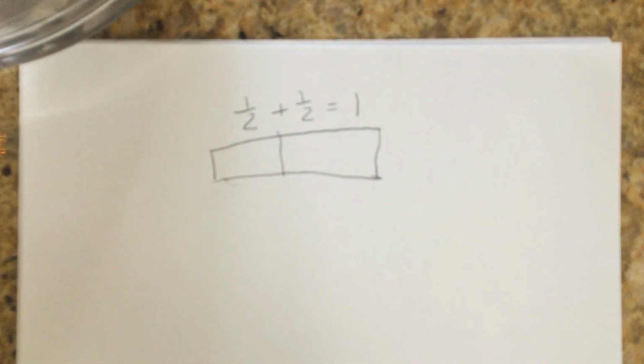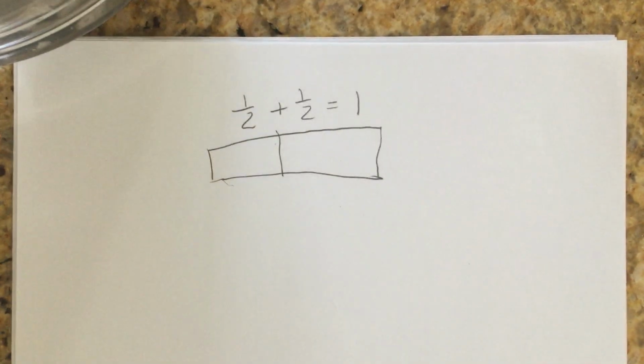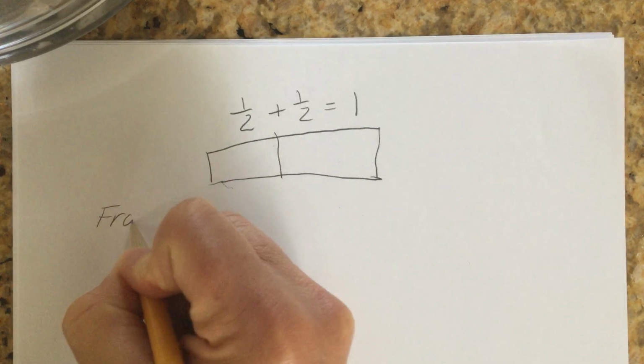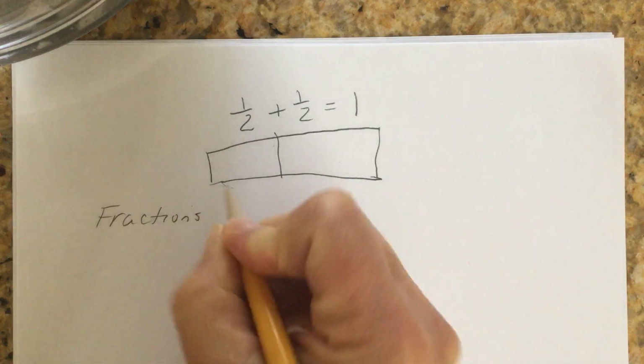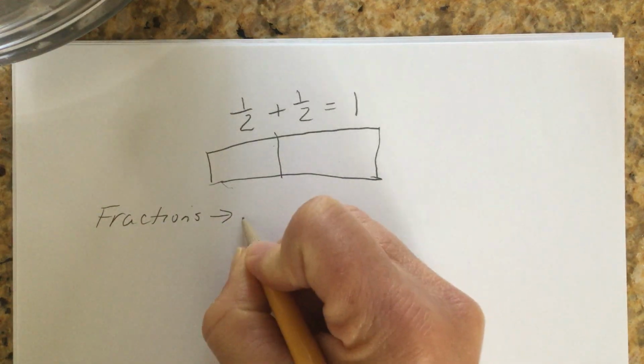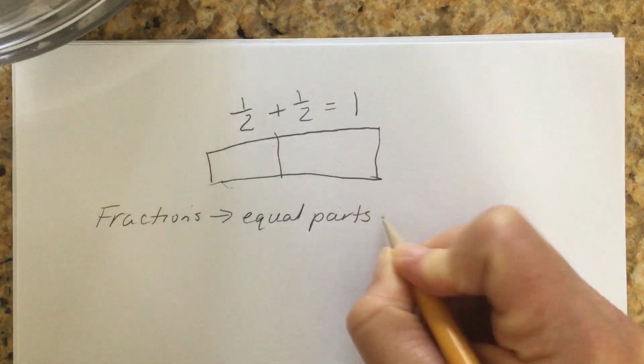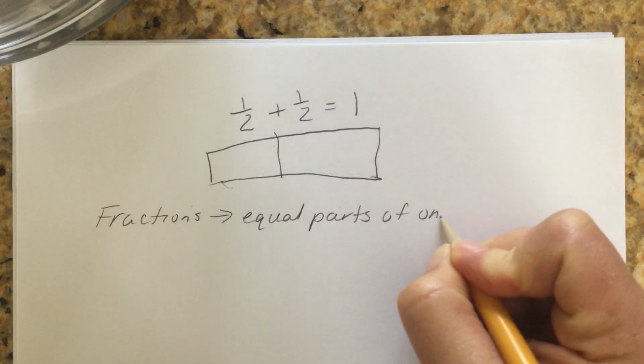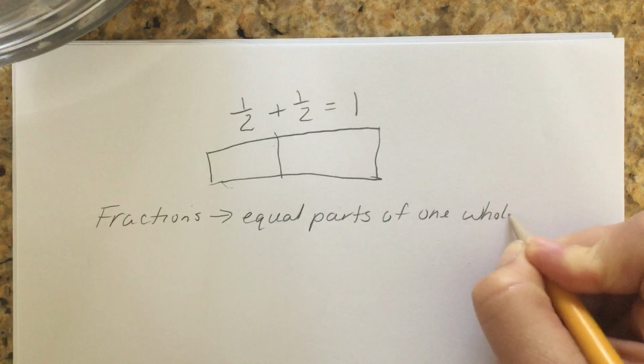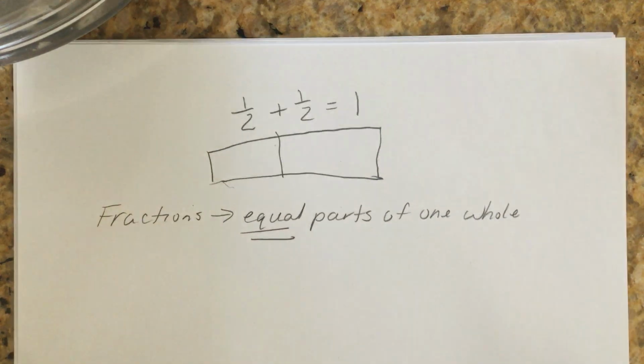There we go. Now you probably know just by looking at that that is not clear or accurate. What is the problem? Well, the problem is that fractions are about equal parts of one whole. Okay, the key word is equal.